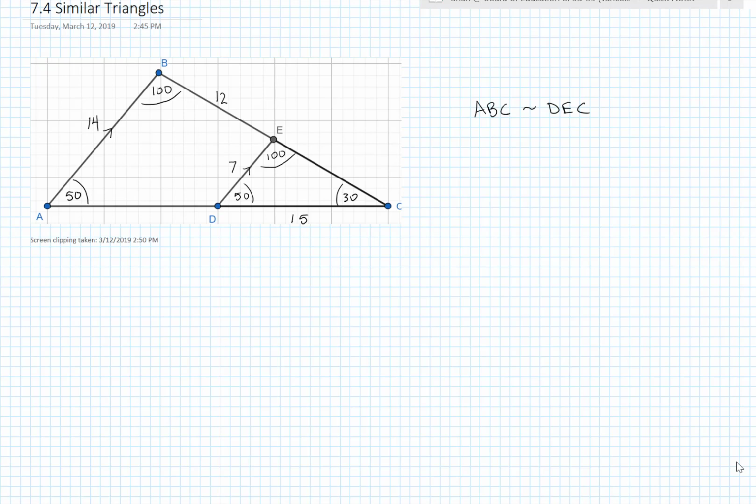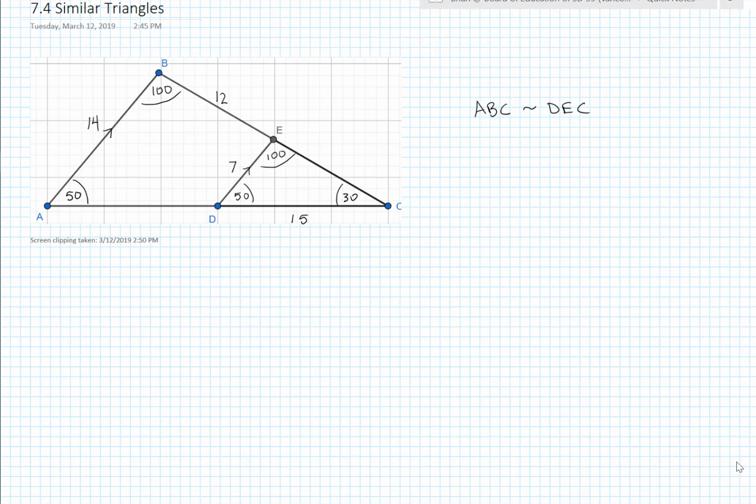And since we know that the sum of the interior angles of a triangle is 180 degrees, if we know two of the angles, then we can figure out the third very easily. So in practice, all you actually need to know are that two angles are corresponding, or the same, in the triangles to know that they're similar.